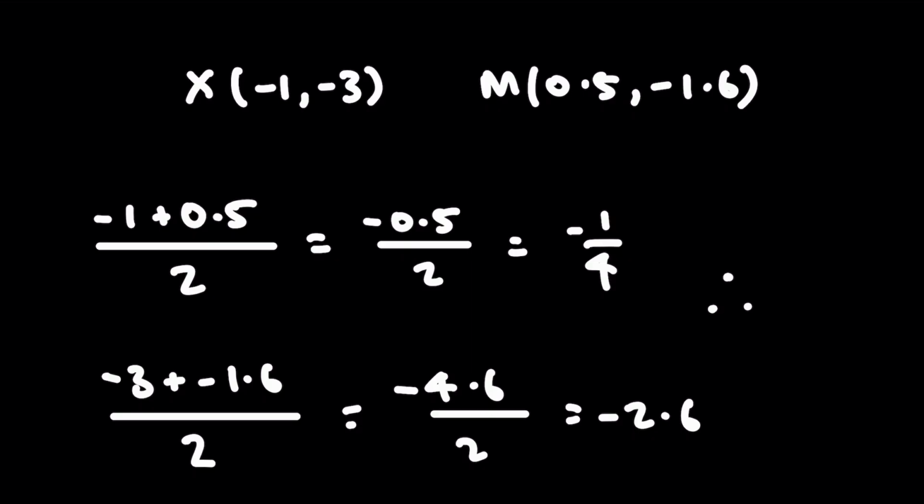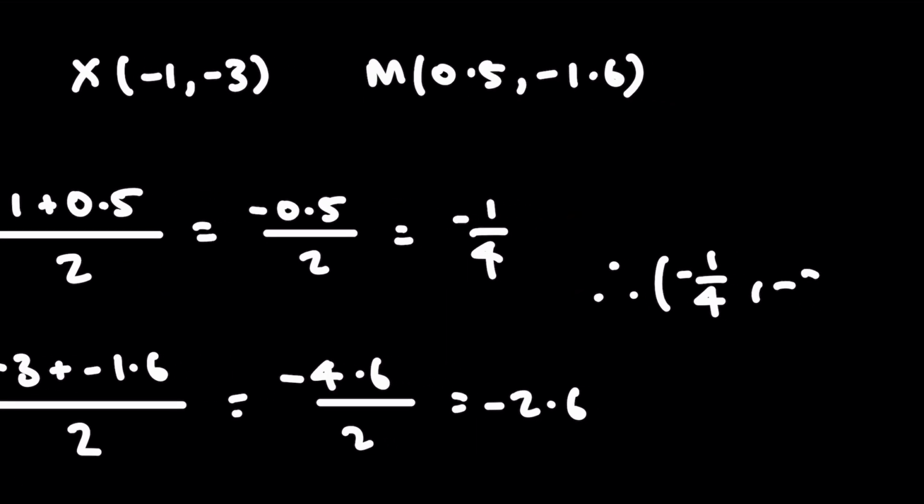And there you go. Therefore, the midpoint is -1/4, -2.6. And that's how you work out the midpoint between 2 points on a Cartesian plane.